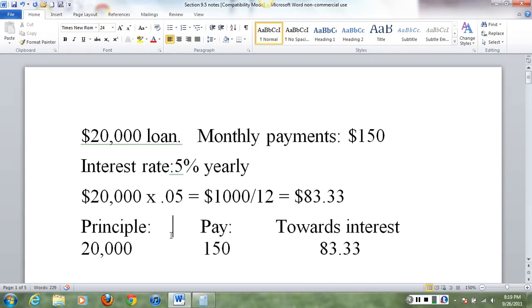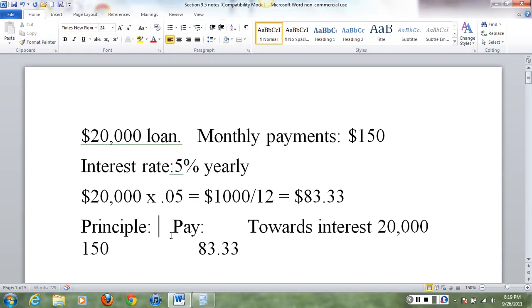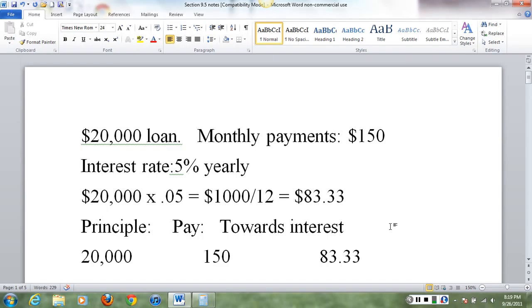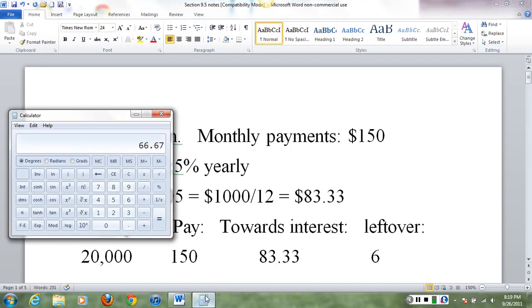So let's see if I have room for this. See if we can squeeze all this in here. Get it nice and bunched up. Alright, that looks a little better. So again, we have 66.67.